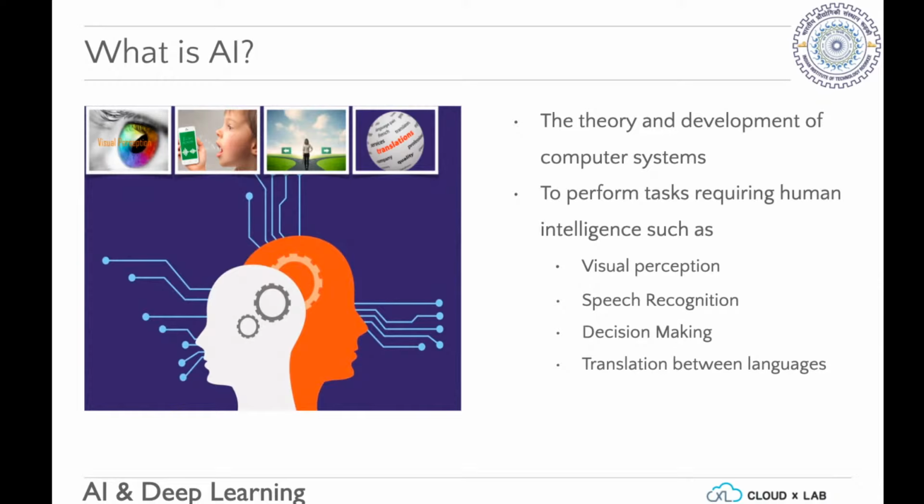So these are examples of the tasks. These are human intelligence level tasks, like computer vision, understanding what other people are saying, translating Chinese to English, English to Hindi, French to English, etc. All this requires human intelligence, and that's what AI is able to do.